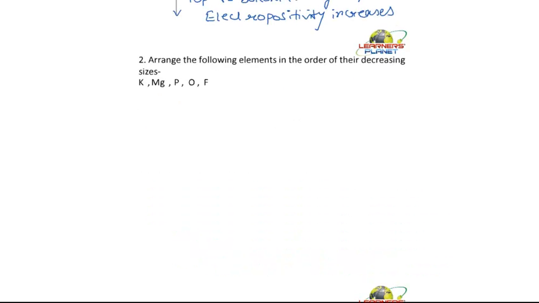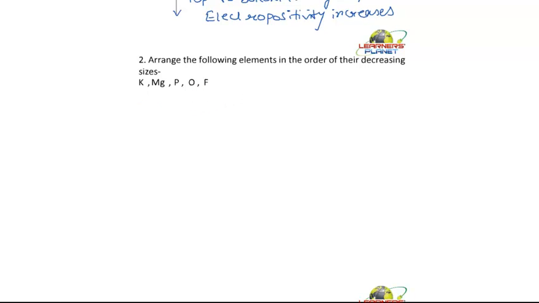Let's take up our next question here. It is, arrange the following elements in the order of their decreasing sizes. Now what you have to do? You have to arrange potassium, magnesium, phosphorus, oxygen and fluorine in the order of their decreasing sizes.